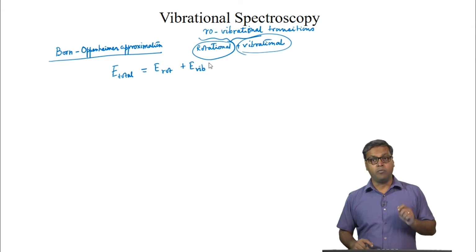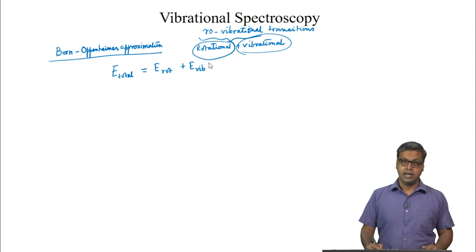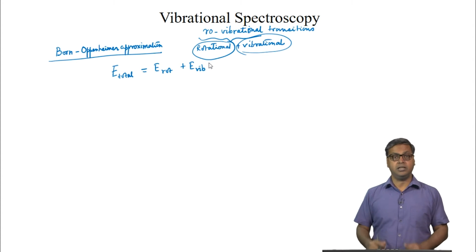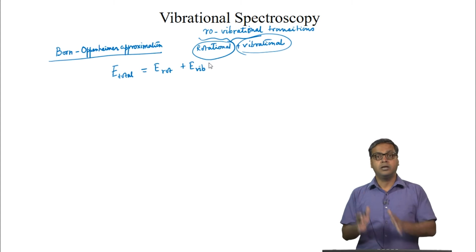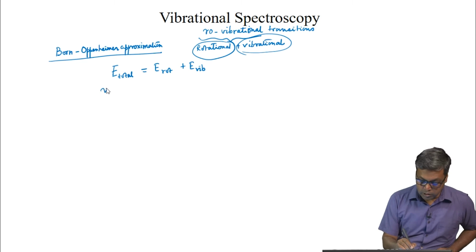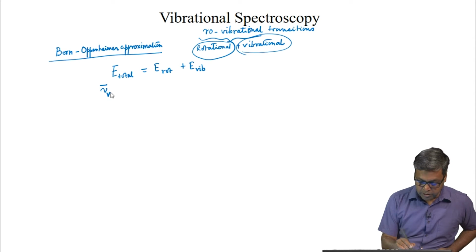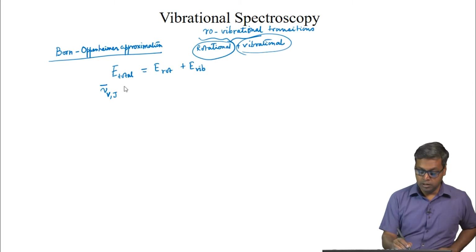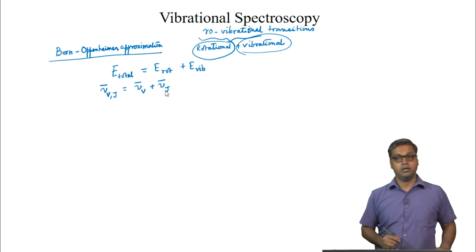The energy of a molecule that is in the V vibrational state and the J rotational state is just the vibrational energy plus the rotational energy. So, we can write nu bar in wave numbers, when the vibrational state is V and the rotational state is J, equals nu bar V plus nu bar J.